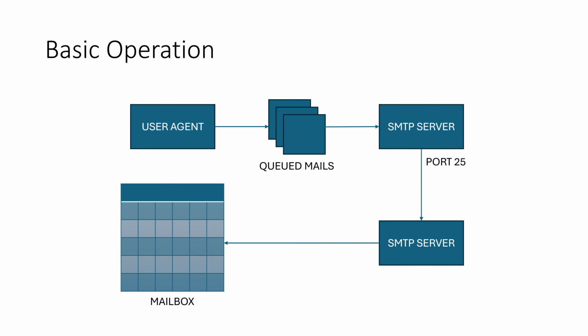So here's a simplified diagram of how email delivery works using SMTP. A user agent like your email client creates the email. The message is placed in a queue if it can't be sent immediately. And the SMTP server listening on port 25 picks up this message. It establishes a connection with the recipient's SMTP server, and finally the message is placed in the recipient's mailbox for retrieval. This process involves multiple servers and protocols behind the scenes, even though it seems very instantaneous to the user.